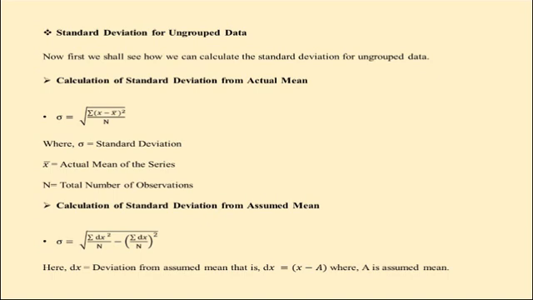The formula for calculating standard deviation from assumed mean is sigma equals under root summation dx square divided by n minus (summation dx divided by n) raised to power 2. Here dx is the deviation from assumed mean, that is dx equals x minus a, where a is the assumed mean.